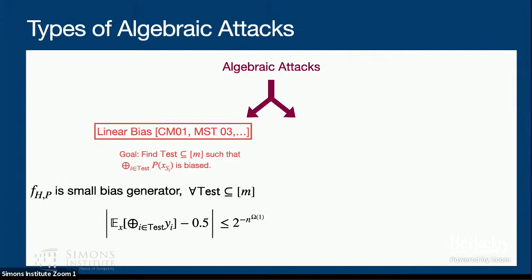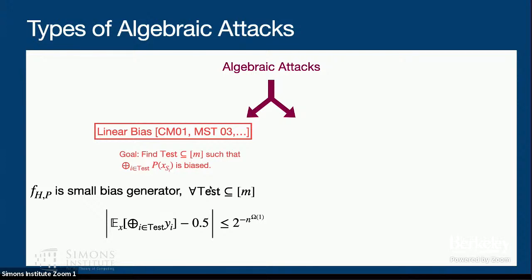And in order to bypass those attacks, or prove guarantees against them, you prove that the function is a small bias generator. Once you fix the graph and the predicate, then for every such combination that the adversary can ever come up with, the XOR of those outputs, if at all biased, should have bias no more than sub-exponential in n. So it shouldn't be more than 2 to the minus n to the constant, for some constant. That's what we are trying to prove. I want to emphasize that it's for every such test that the adversary can come up with.